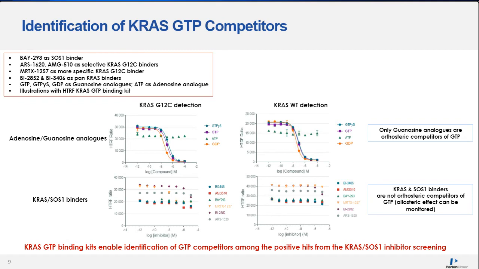Also, the kits enable the fine-tuned characterization of KRAS GTP allosteric compounds for their binding close to the GTP binding pocket on KRAS. Finally, the KRAS GTP binding kits enable the discrimination of GTP competitors or GTP allosteric modulators among a panel of screened compounds from a chemical library, in addition to the KRAS SOS1 binding kits.